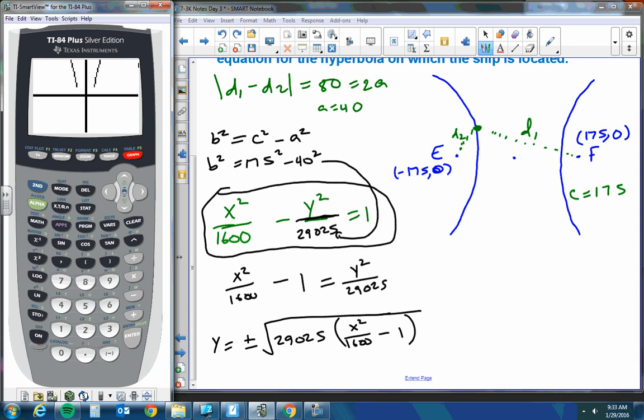You can see, if you type that in, you only get the top half of the hyperbola. Watch this. I'm not going to type that whole mess in again. That'd just be painful. So do this.